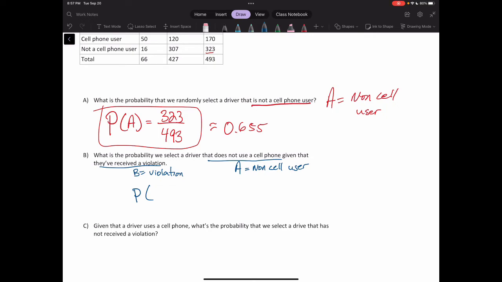And actually, what I'm going to do here, guys, I'm actually going to switch these. I apologize for the confusion. I like for A to be my given event, if I can help it. It just makes the notation a little easier. Let's let A be the given event. What's the thing that's already happened? They've received the violation. So let's let A represent the violation, and let's let B represent the non-cell user, because now our notation becomes we're trying to find the probability of B given A.